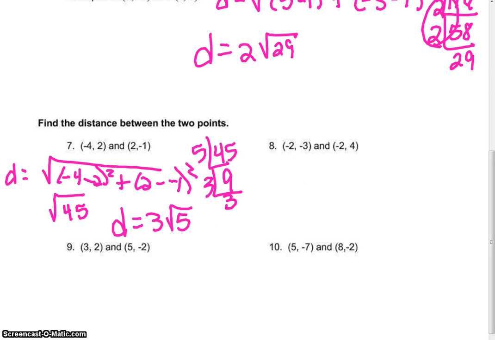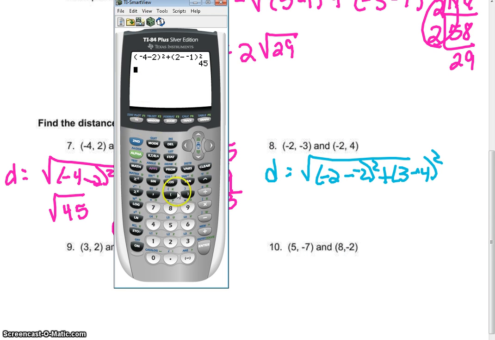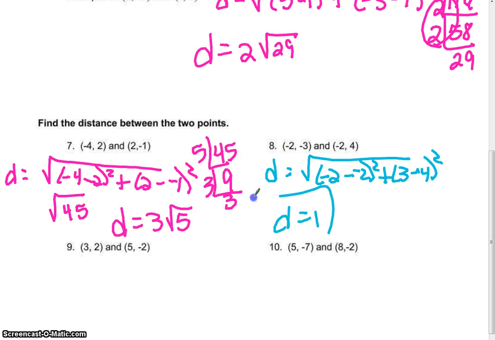Number 8. You're going to say d is equal to the square root of negative 2 minus negative 2 squared plus 3 minus 4 squared. So use your calculator, and you're going to say open negative 2 minus negative 2, close squared, plus open 3 minus 4, close squared, enter. And it's the square root of 1, and we know that the square root of 1 is indeed 1. There's your answer.